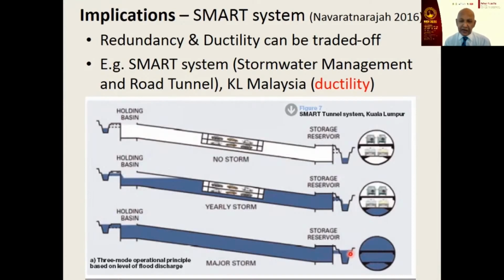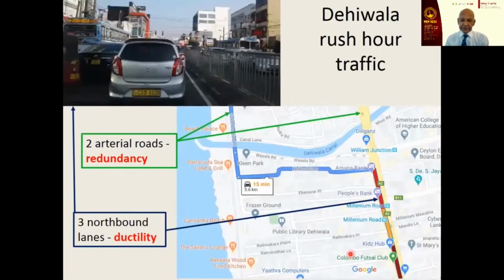Of course, some inconvenience caused, but the important thing is you do not need to build two tunnels, one for the rainwater, one for the vehicles. You can manage with one component. So you are trading off redundancy. You do not have redundancy because you have this ductile way of behavior, ability to adapt.